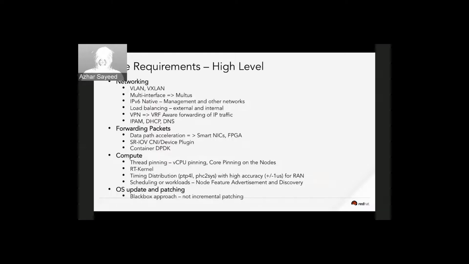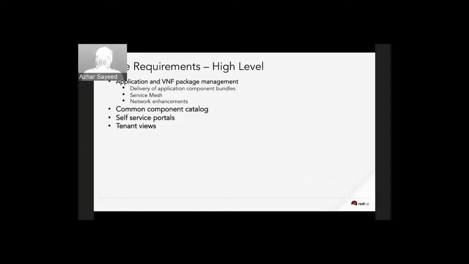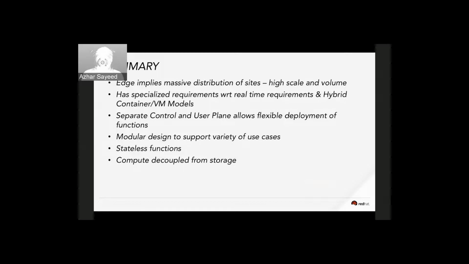How do you patch OSs? Can you actually worry about dealing with this as a black box approach versus an incremental patching model? If you have 1 million nodes, how can you do incremental patching across those 1 million nodes? And on and on and on, right? I can keep going on with respect to these set of requirements. Some of these things are being worked. Some of these things are yet to be worked.